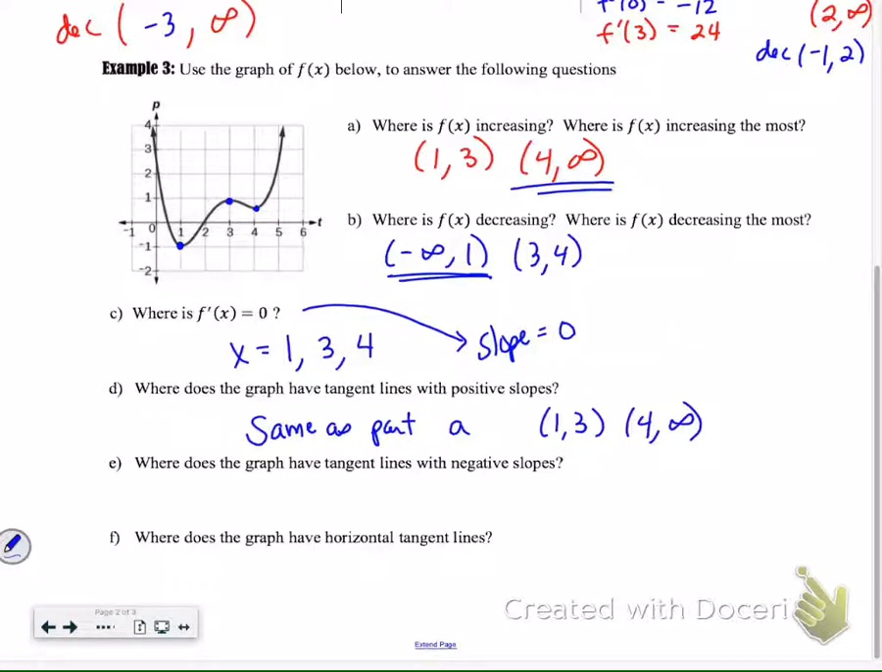Where does the graph have tangent lines with negative slopes? Same kind of thing. This is the same as part B. So a negative slope means that it's decreasing. So negative infinity to 1, and 3 to 4.